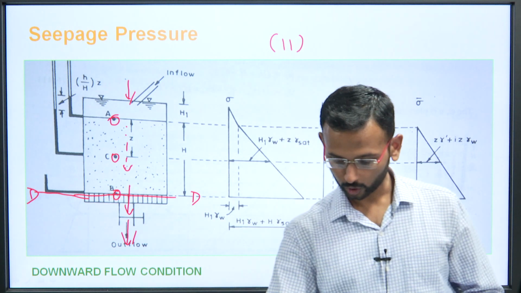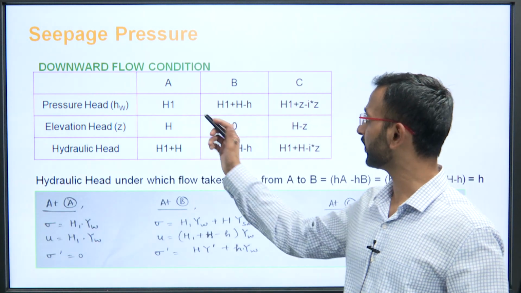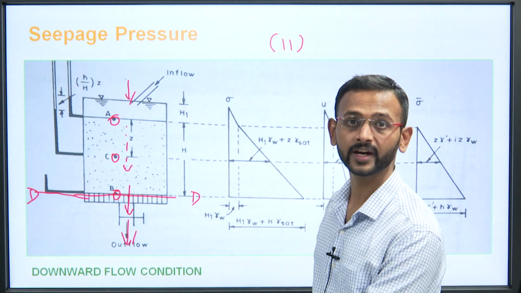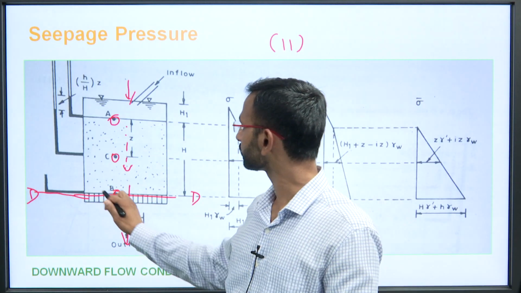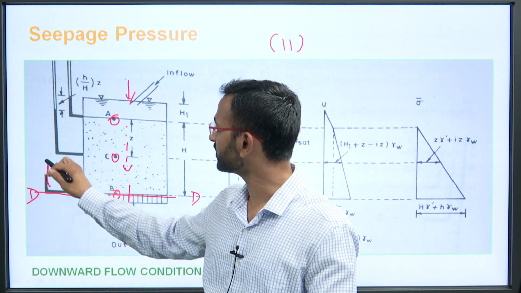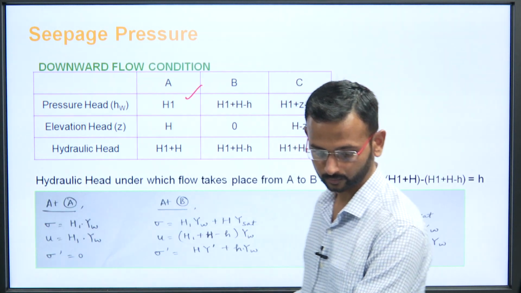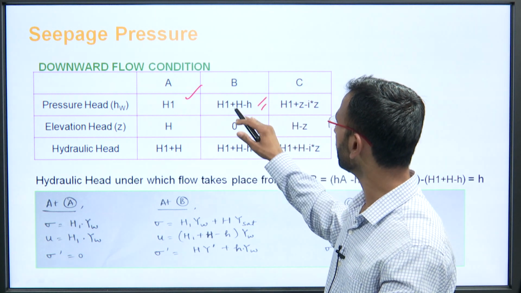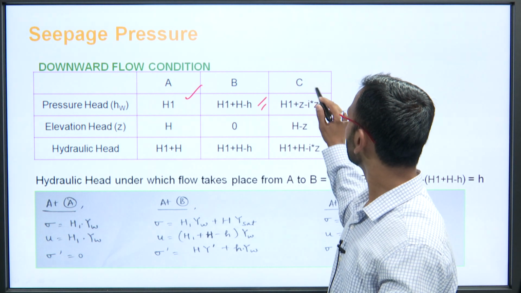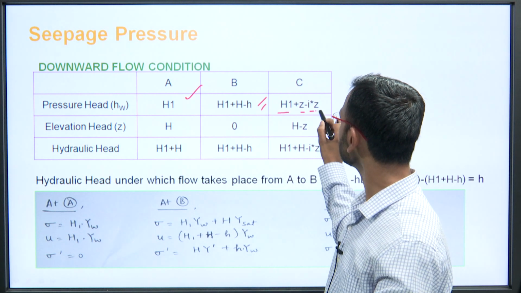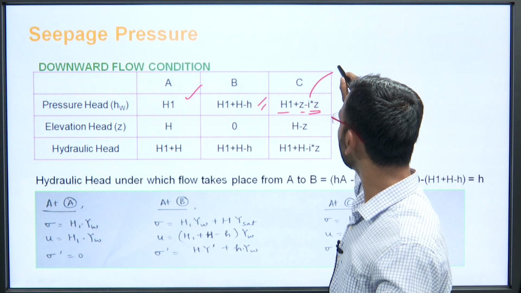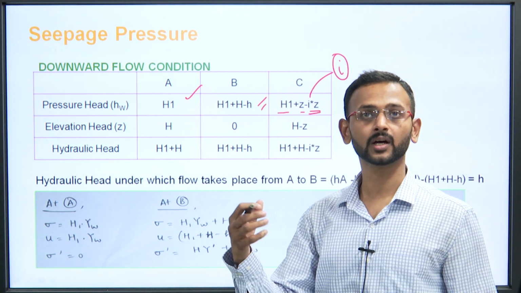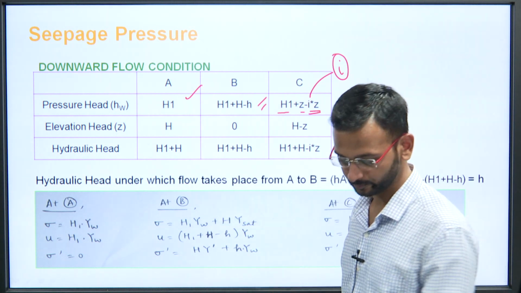When you are talking about the different heads, that will be h1, then at B point the pressure head will be denoted by the rise in the piezometer level. So it is h1 plus h minus h, a lower value. Then at C point it is h1 plus z minus iz. So this hydraulic gradient i here is the varying portion, it is the controlling factor here.